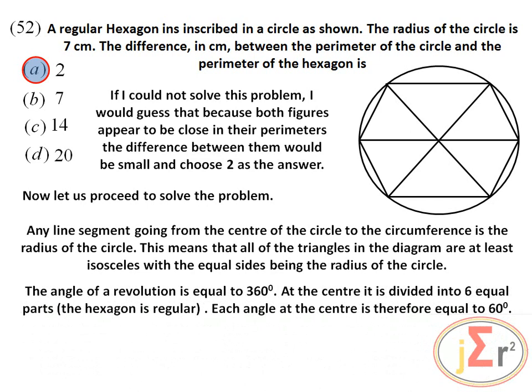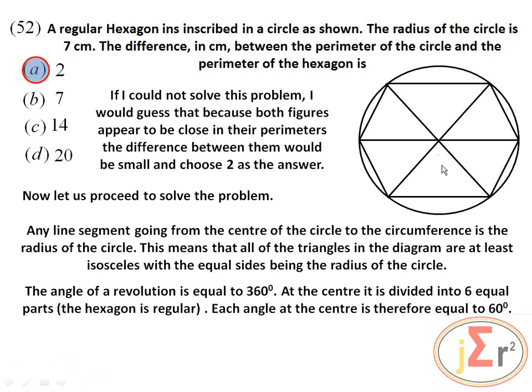The angle of a revolution is equal to 360 degrees. At the center, it is divided into 6 equal parts. Don't forget that the hexagon is regular, so it is divided into 6 equal parts. Each angle at the center is therefore equal to 60 degrees. So we have a revolution of 360 degrees, and we have 1, 2, 3, 4, 5, 6 of them. Therefore, we are sure that each angle at the center is 60 degrees.